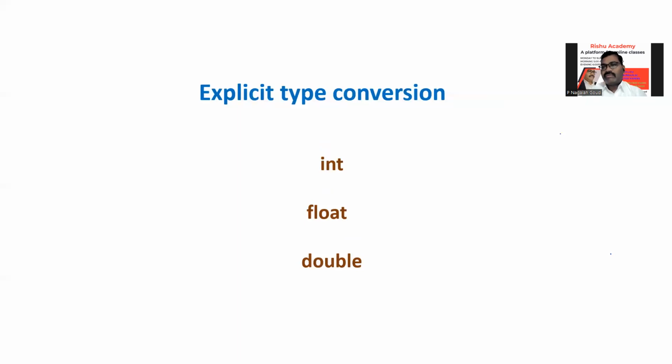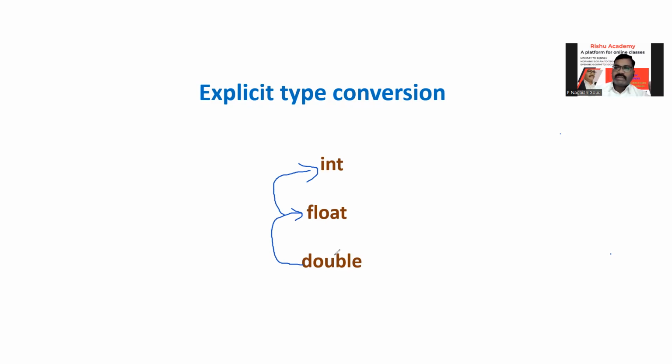In explicit type conversion, the user has to write a separate statement to convert higher level variable into lower level variable. Now I want to convert double into float or float into integer. So higher order variable will be converted into lower order variable. So the programmer has to write a separate statement to convert higher level variable into lower level variable.